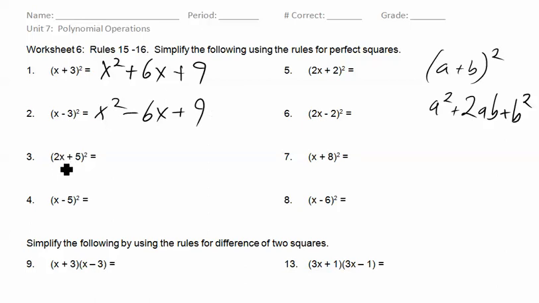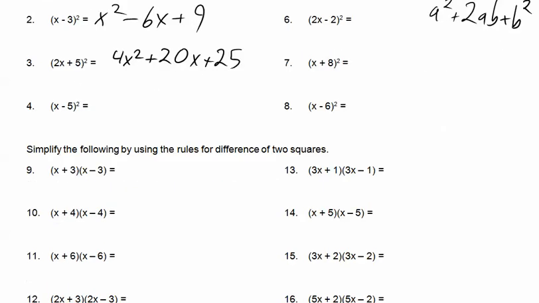So this squared, 2x squared, is 4x squared, because the 2 squared is 4. 2x times 5 is 10x times 2 is 20x plus 5 squared is 25. You might want to pause the video at this point and try to do the rest of those. Then we'll go forward and talk about the other rule.